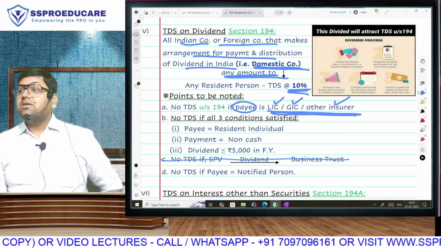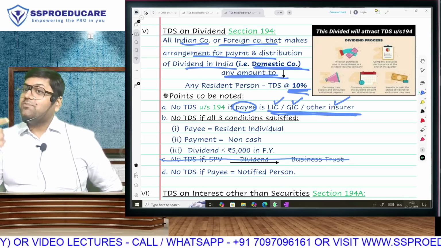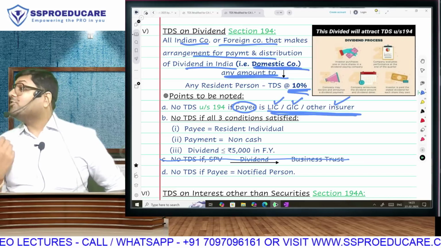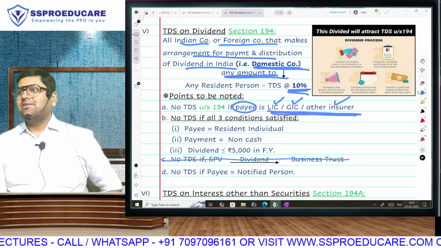Insurance companies are the biggest investors. That means insurance companies are also going to get the biggest dividend. And where are they going to use this dividend? To pay claims of people.